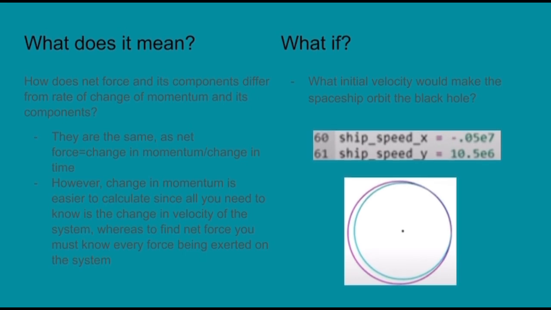Lastly, what initial velocity would make the spaceship orbit the black hole? So to do this, we used more trial and error with the code, and we found the speeds below that would make the spaceship orbit. So in magenta, we see the spaceship's orbit, and the speed in the x component is negative 0.05 times 10 to the 7, and in the y component is 10.5 times 10 to the 6.